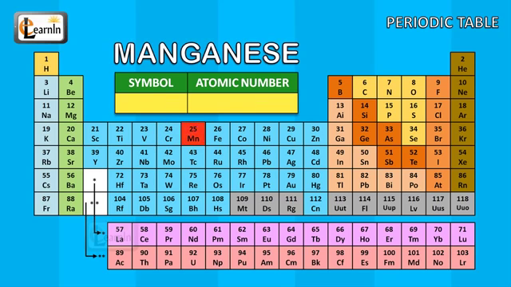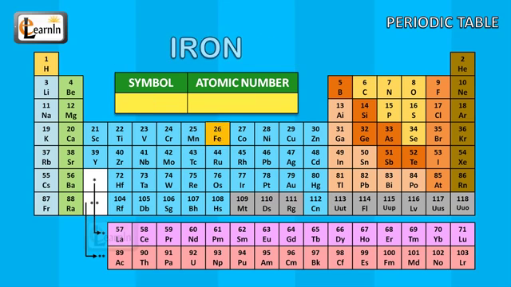The element manganese is represented as Mn and has an atomic number of 25. The element iron is represented as Fe and has an atomic number of 26. The element cobalt is represented as Co and has an atomic number of 27.